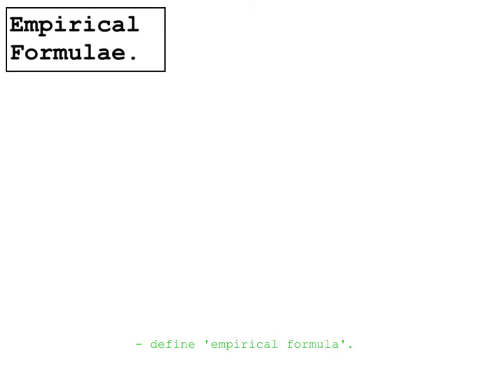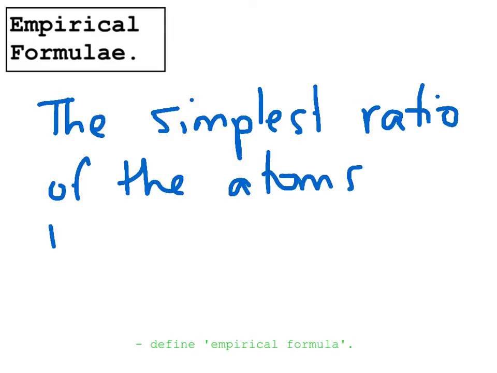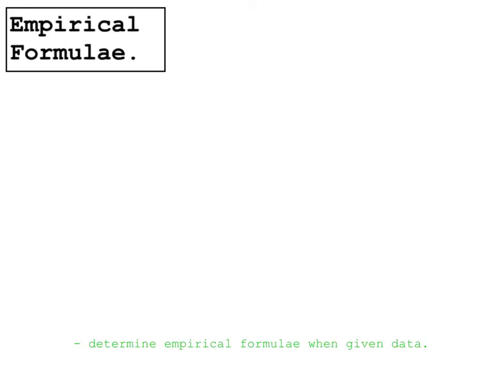The actual definition you have to know for the empirical formula is that it is the simplest ratio. I'm going to write it out because it's important. The simplest ratio of the atoms present in a substance. Okay, and that, probably in different words, that definition is going to be in your AS textbook in the glossary at the back. So how do you actually calculate empirical formula?